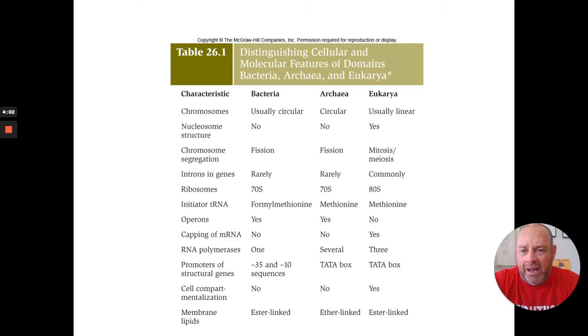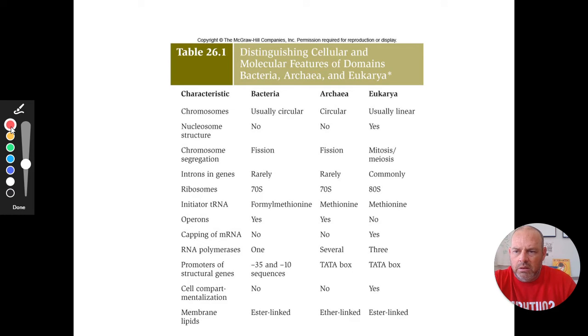This is not a table you have to memorize or anything. I just thought it was interesting. It's actually from an older textbook, but it is interesting to look at and compare how the three domains have their chromosomes set up. So bacteria are both usually circular, Eukarya is linear. You have your nucleosome structure, chromosomes, your introns. A lot of this is genetics that you guys probably haven't heard yet, but you're going to.